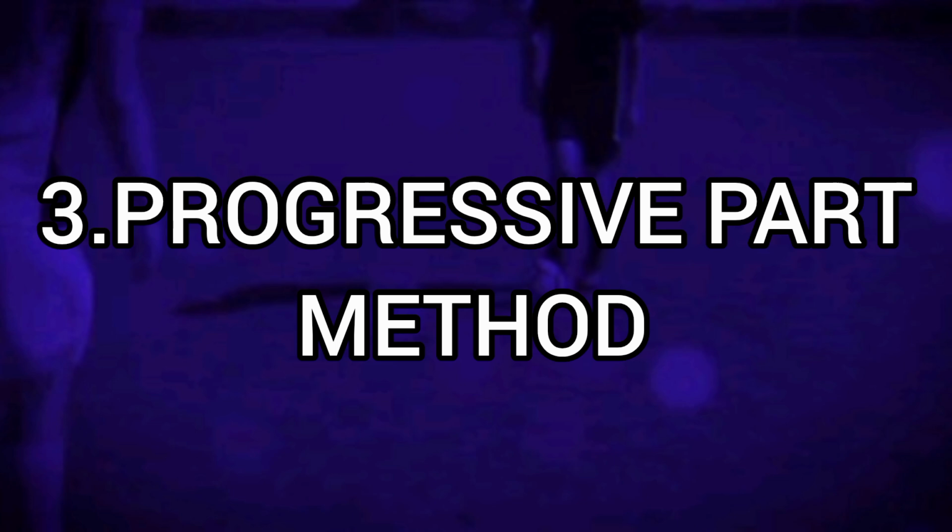The third one is progressive part method. This method is also for the beginners. Let's say we have 5 parts in a skill. We first practice the first part and then the second part, and then we combine both first and second together. Now we practice the third and combine it with first and second. Likewise, we keep learning each part and keep combining them with the previous parts.